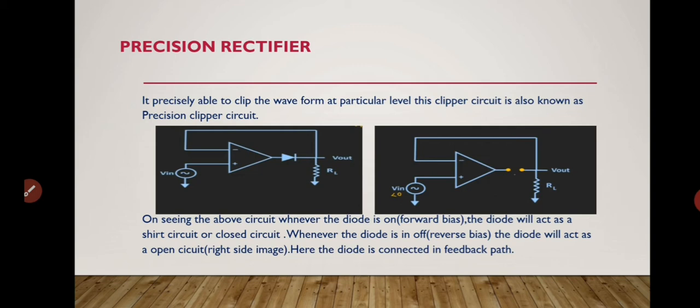Here the diode is connected in the feedback path. Whenever the diode is in the on condition, it will act as a short circuit and it acts as a closed loop configuration, and the circuit looks like a voltage follower, that is, the output follows the input.